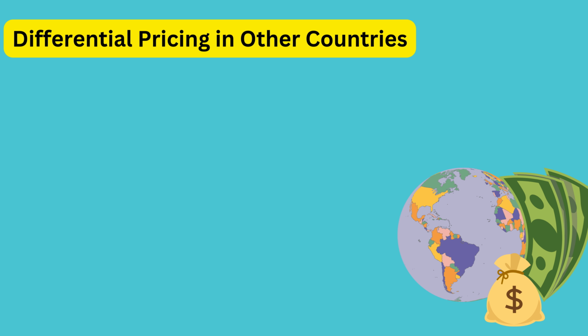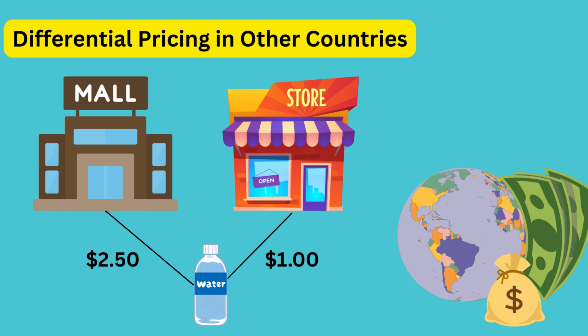Now let's see what is differential pricing. Many countries follow differential pricing. For example, in the US, differential pricing is very common. They do not follow MRP-based pricing like we do in India, which basically means the same product can have different prices at different stores. For example, a bottle of water might cost more at a mall than at a convenience store.